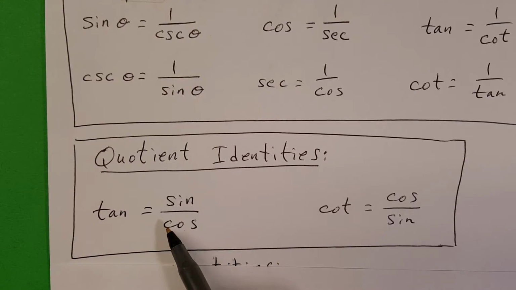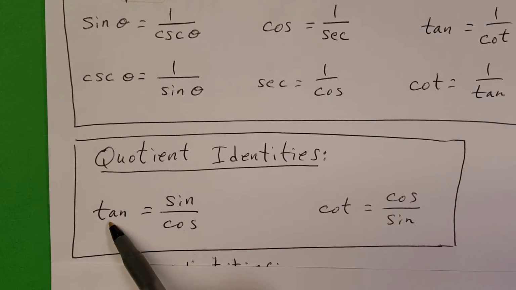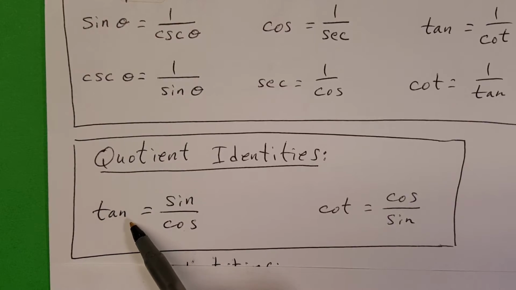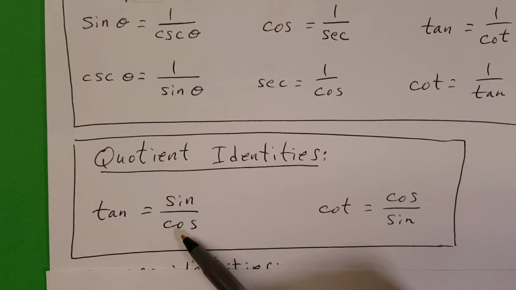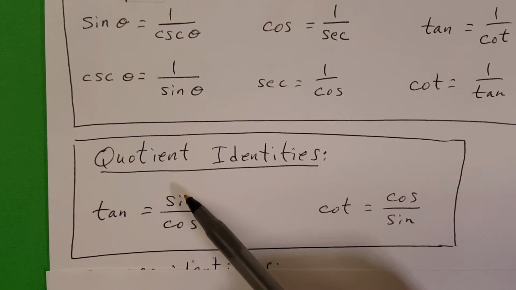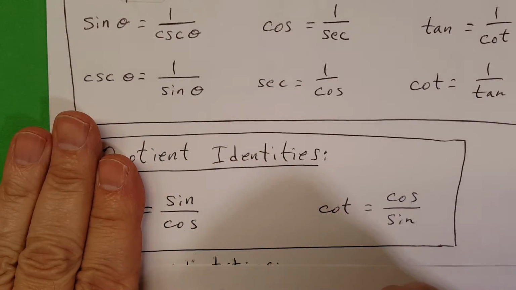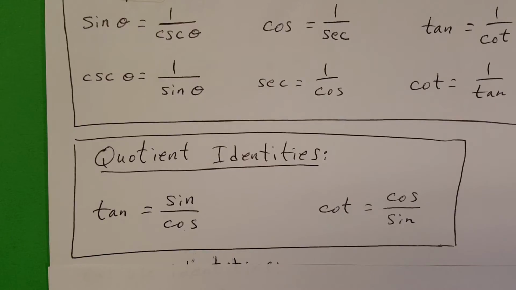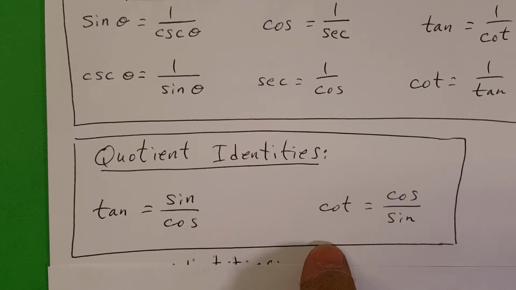Again, identity. So pick an angle, like 45. Tangent of 45 equals, you get an answer. Sine of 45 divided by cosine of 45 equals, you get an answer. The answers are going to be the same because they are identities. Okay? So whenever you see tangent of an angle, you can replace it with sine over cosine. Whenever you see sine over cosine, you can replace it with tangent because they're the same. And these are the same.